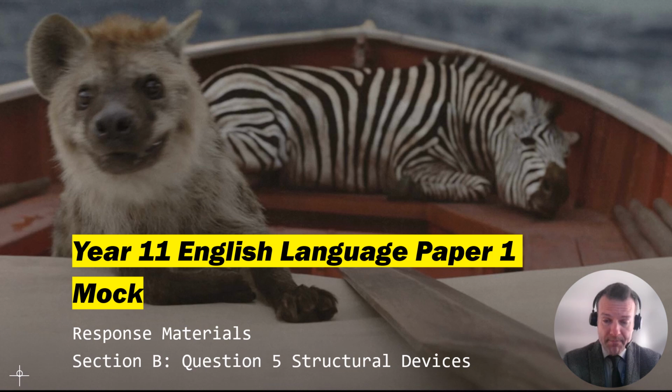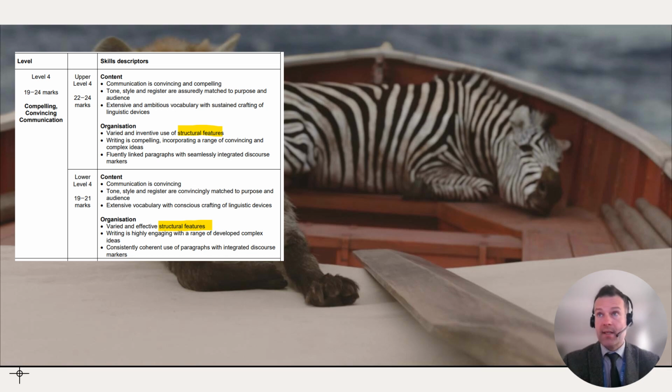Just a short video, and this is looking at Section B, Question 5, and how we use structural devices. So essentially, how we show the examiner that we understand how structure can be effective in our own writing and we can employ it successfully. It's something we don't necessarily talk about enough, but certainly, as we'll see, it's in the mark scheme. So as one can see, it's absolutely in the mark scheme.